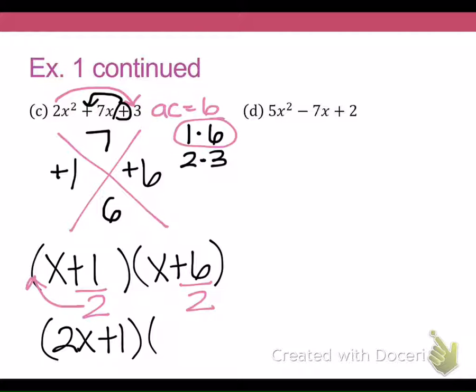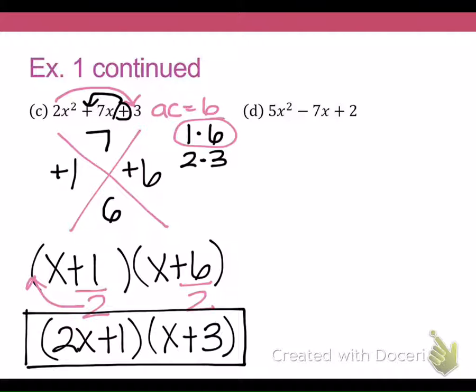2x plus 1. And what happens in the second set of parentheses? 2 will just divide and they get x plus 3. There you go. So this is your final answer. How many of you got 2x plus 1 times x plus 3? Awesome. Any questions? All right, let's look at D.